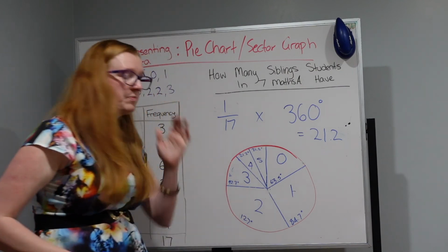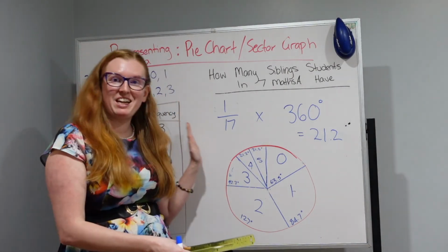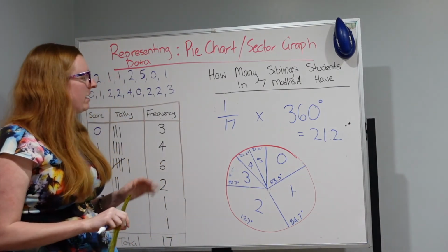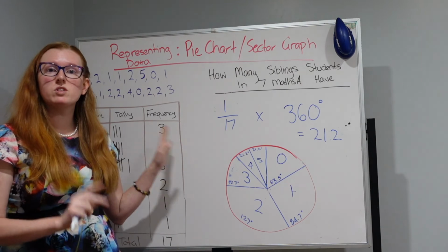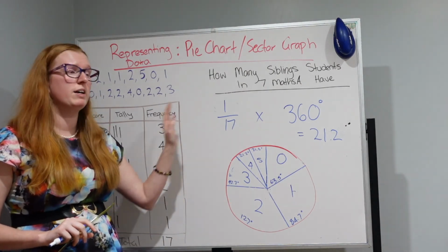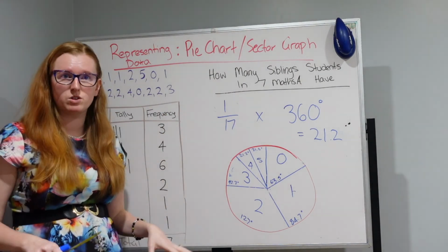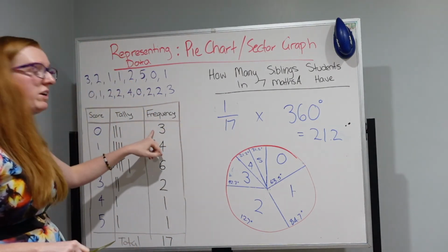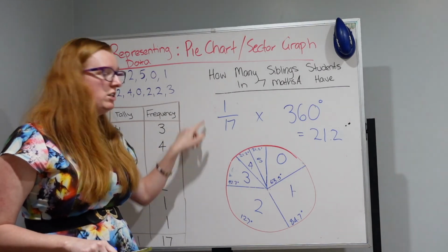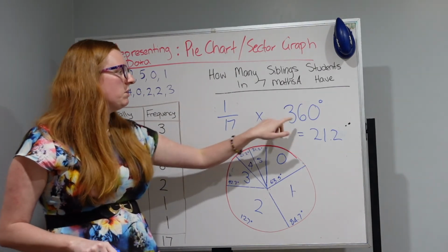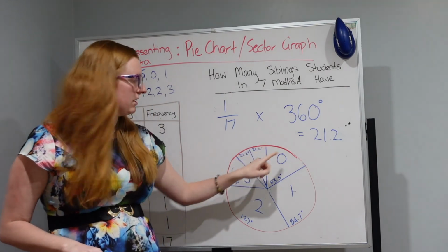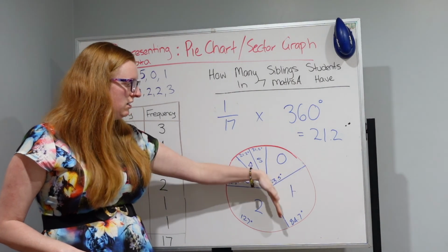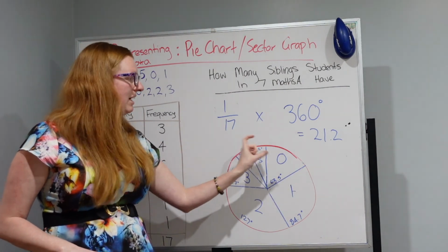And there we have it. We have our perfectly calculated sector graph, or pie graph, whatever you like to call it. So the moral of the story when you're creating pie graphs or pie charts or sector graphs, whatever you like to call them, is you turn your frequency into a fraction out of the total, multiply it by 360 degrees, because that's how many degrees are in a whole circle. Then you're going to be measuring how big each section is going to be.